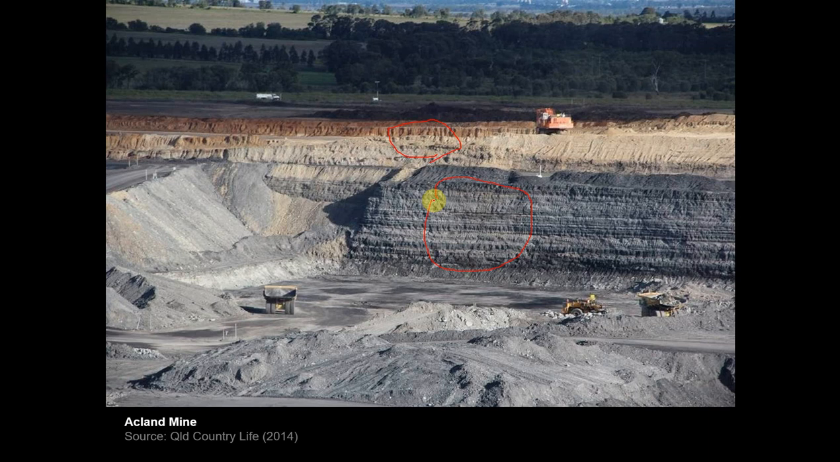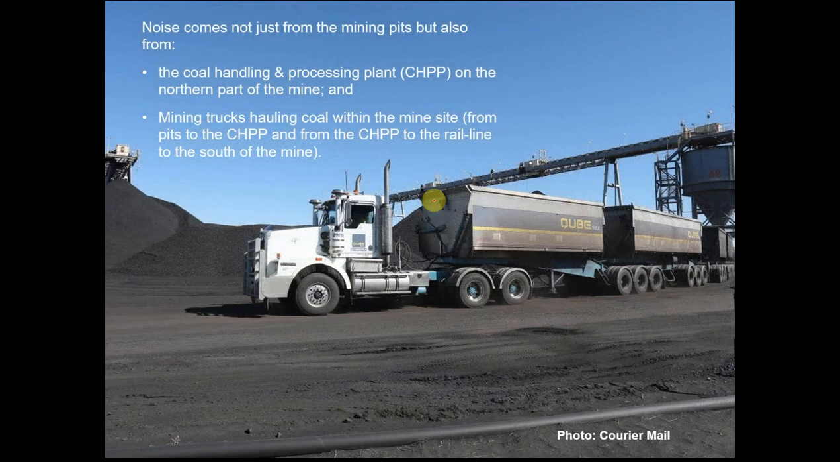And then the coal is taken by truck to a rail line, and the rail goes to the Port of Brisbane and it's exported from there. So the noise and dust from an operation like this comes not just from the pits, but also from the coal handling and processing plant on the northern part of the mine, and also trucks. This is an image showing part of the coal handling processing plant. You can see here some coal after it's been washed and crushed to give it a uniform consistency.